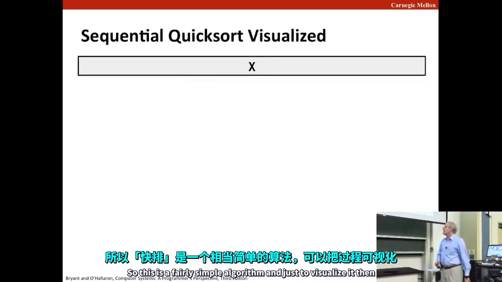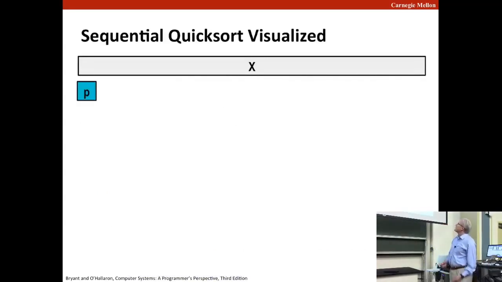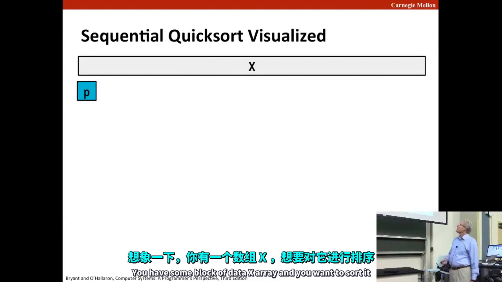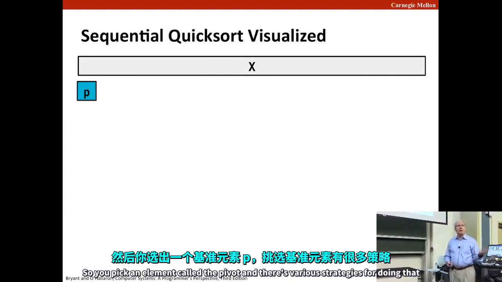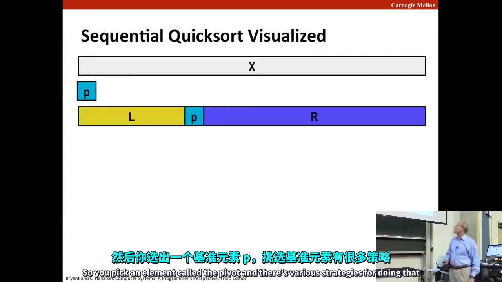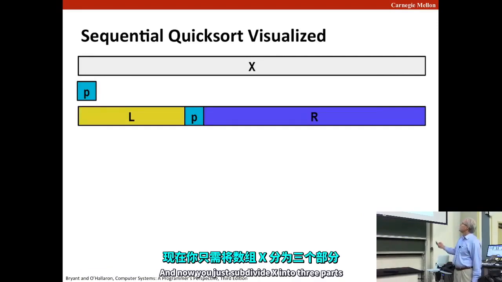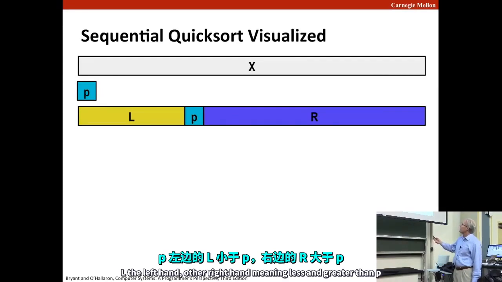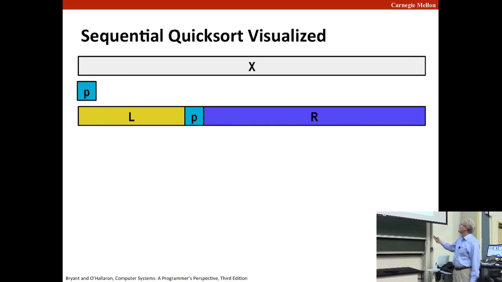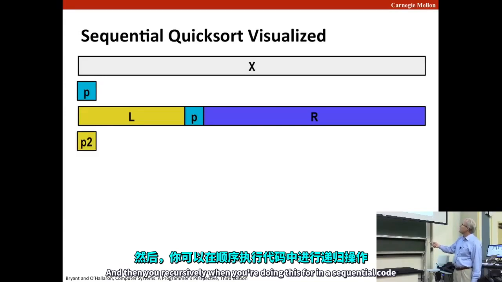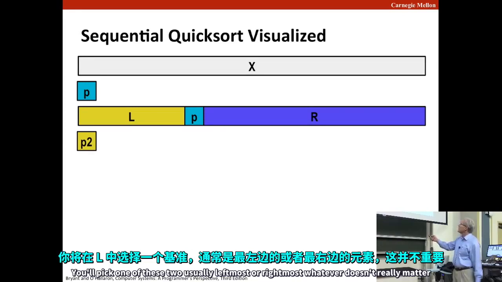So this is a fairly simple algorithm, and just to visualize it, you have some block of data, array X, and you want to sort it. So you pick an element called the pivot, and there are various strategies for doing that. And now you just subdivide X into three parts: L, the left hand, and R, the right hand, meaning less than and greater than P, and then you place P in the middle.